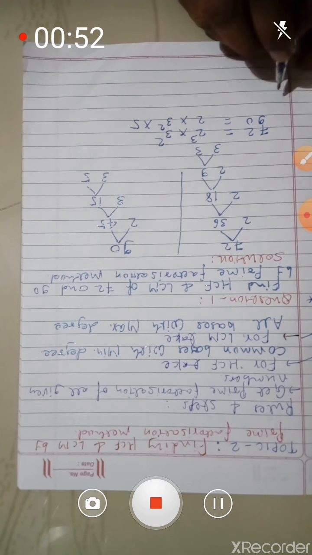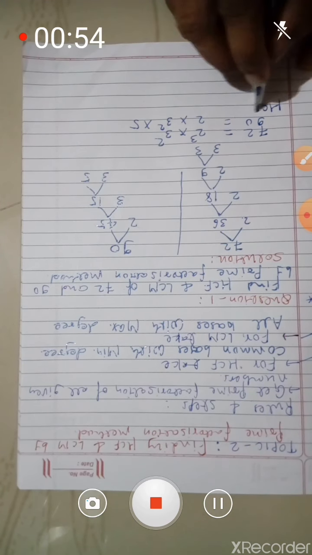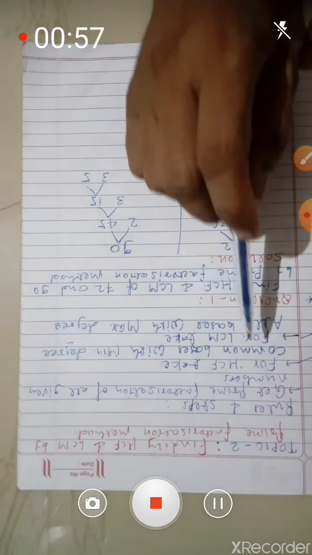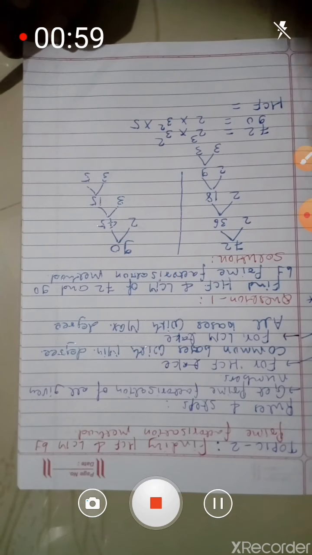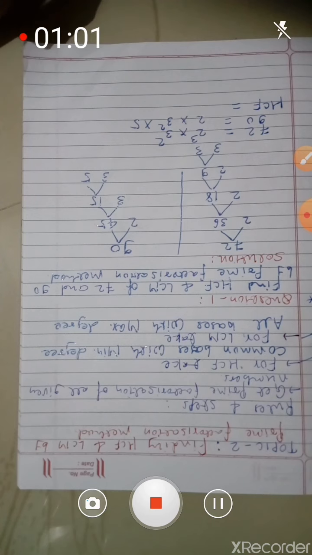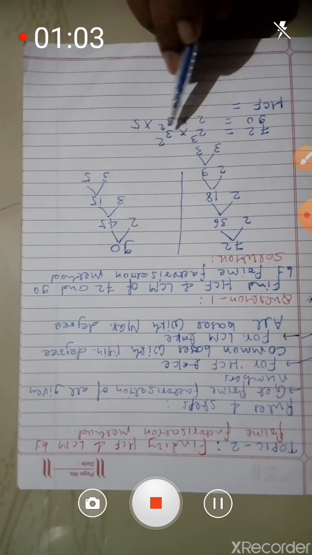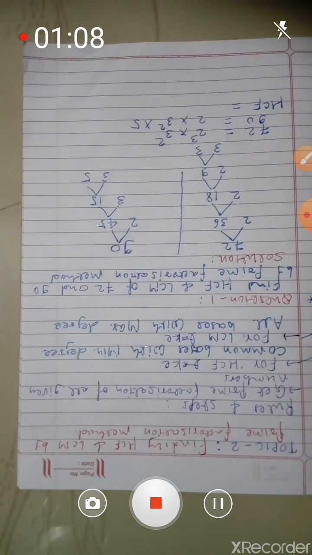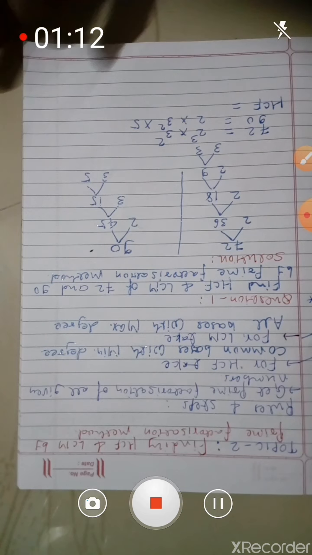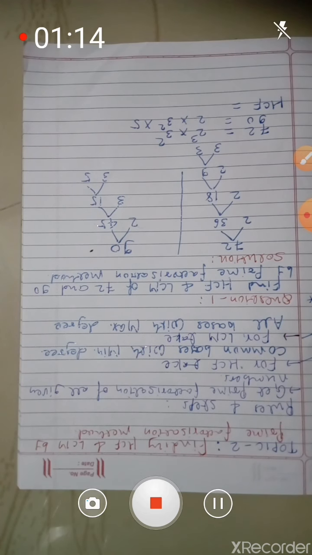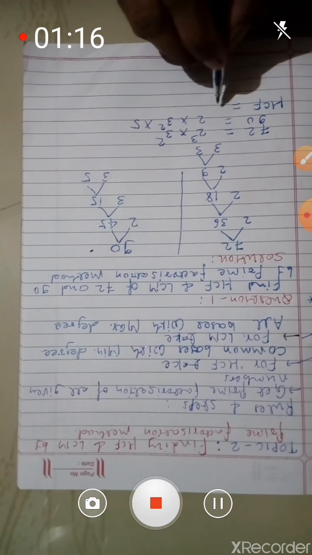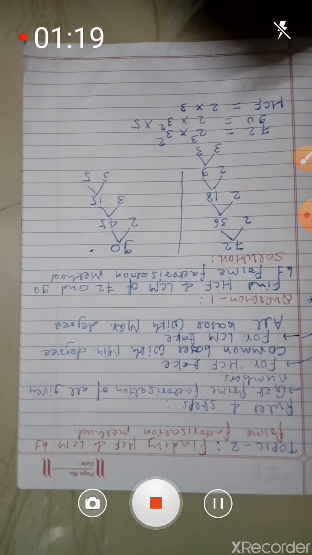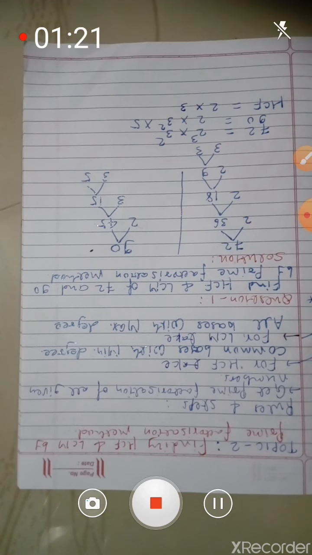Now how to give the answer? HCF equals, again repeating the rule, common bases with minimum degree. So we have to write the common bases. Whatever is in superscript is the degree, and whatever is at the lower level is the base. So here 2 and 3 are common bases. Write down 2 and 3 in multiplication. Do not write 5 here, because 5 is not common, not in both numbers.